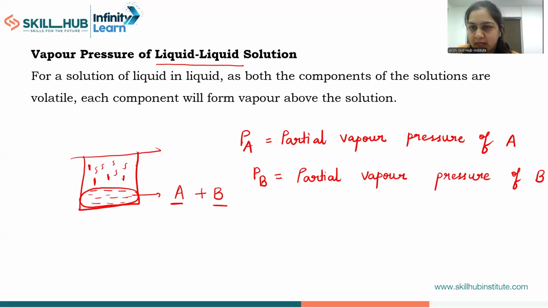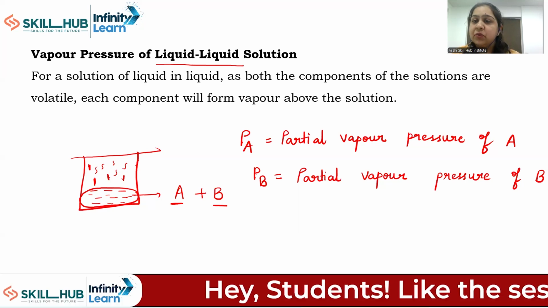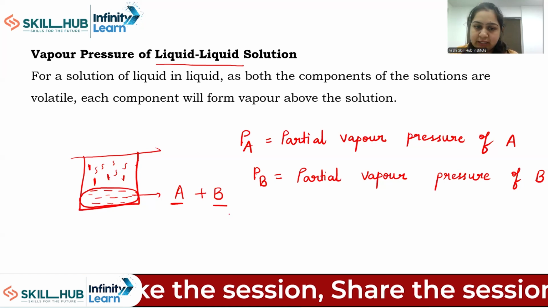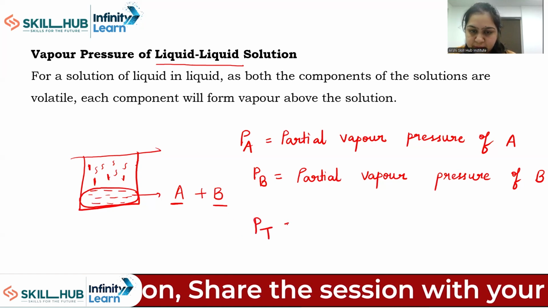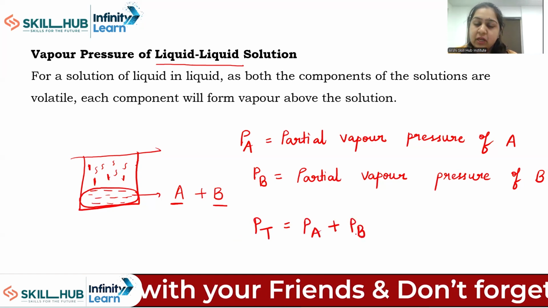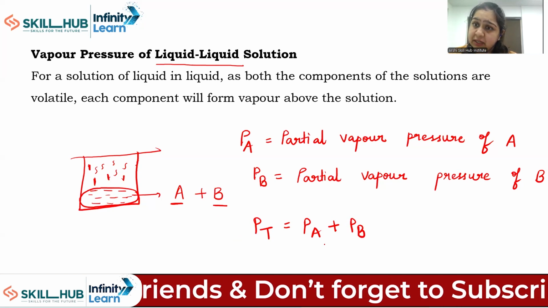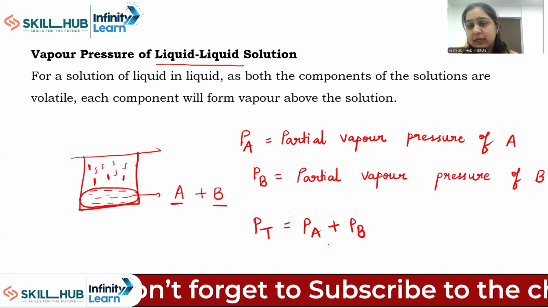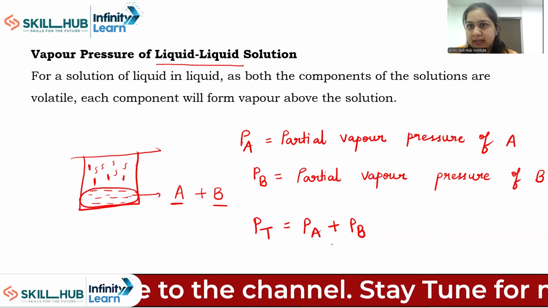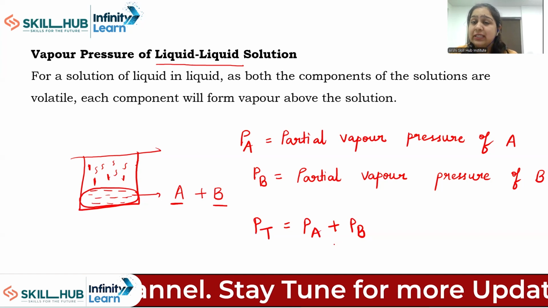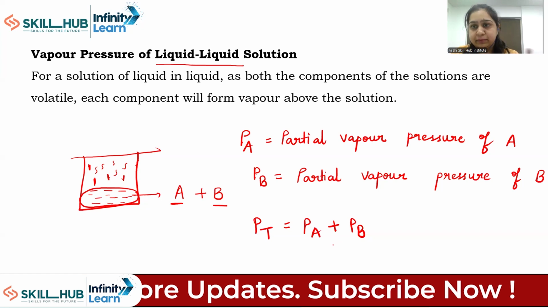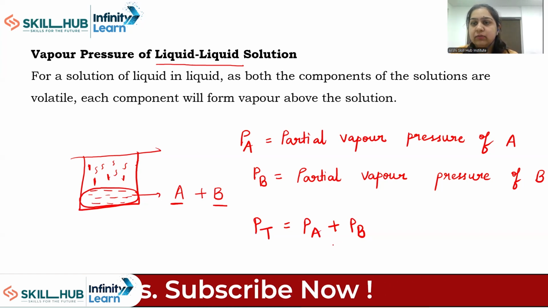Now the second question that will arise is, how much vapor pressure will A be generating and how much vapor pressure will B be generating. So if I talk about total vapor pressure, it will be equal to the partial vapor pressure of A plus the partial vapor pressure of B. Now I need to know the exact value of the vapor pressure exerted by A and the vapor pressure exerted by B. That explanation was given by Raoult's law.